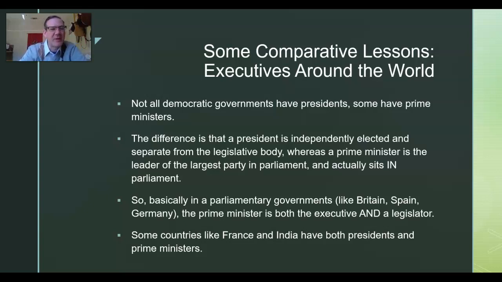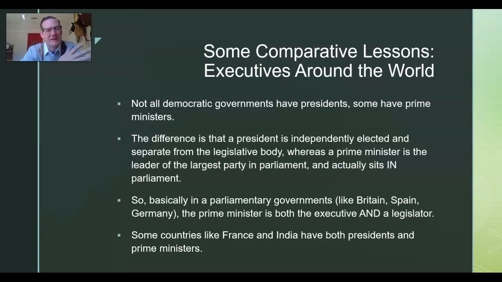So basically, in a parliamentary system of governance like Britain, Spain, and Germany, the prime minister is both the executive and a legislator. And some countries like France and India have both presidents and prime ministers. We call that a semi-presidential system.